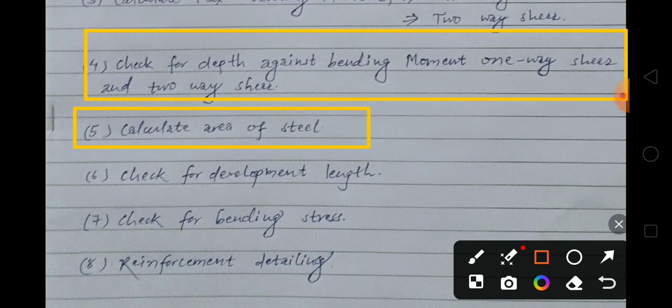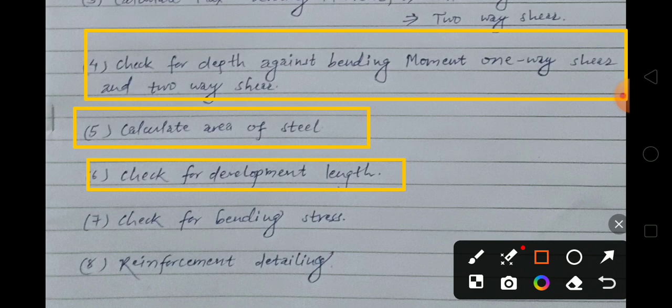The next step is to check for the development length. We have to calculate the development length and check whether it is safe or not. If the development length is safe, then we go to the next step, and if it is not safe, then we have to increase the value and make it safe. After this, let's move to the next step, that is step number 7.